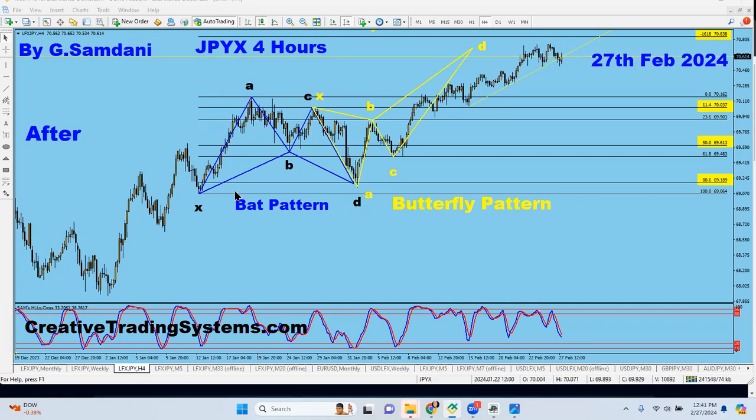So, for example, this is a bad pattern here. It was playing out and then turning into a butterfly pattern and ended up finishing here. Now the butterfly pattern is finished and then probably it's going to drop, making another pattern, pattern after pattern. So, what are these patterns?